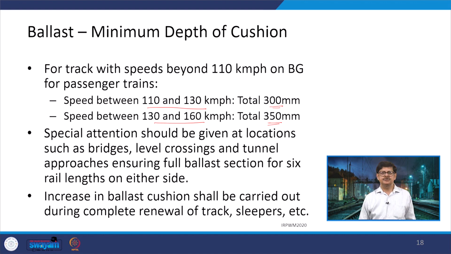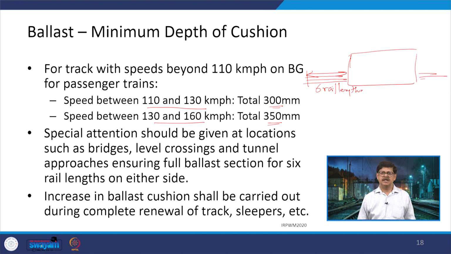Now, special attention should be given at locations such as bridges, level crossings, and tunnel approaches, ensuring the full ballast section for 6 rail lengths on either side. So, if your tunnel starts here, and your rail is coming on this side, then it says for 6 rail lengths on this side. Up to that, it has to be maintained in that form.